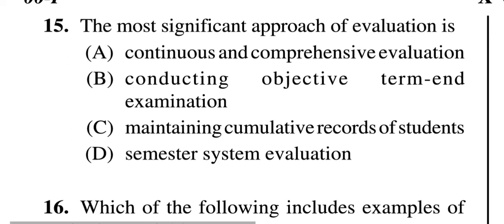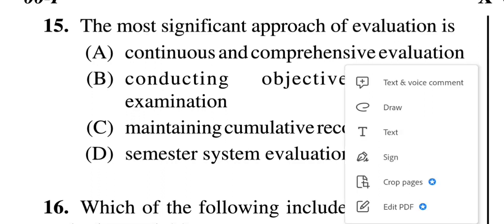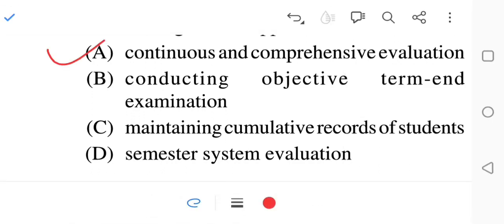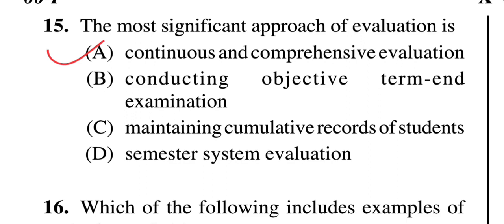Next question, it says the most significant approach of evaluation is A. Continuous and comprehensive evaluation, B. Conducting objective term examination, number C. Maintaining cumulative records of students, number D. Semester system evaluation. Number 15, correct answer of this will be A, that is continuous and comprehensive evaluation. It is related to the most significant approach of evaluation.